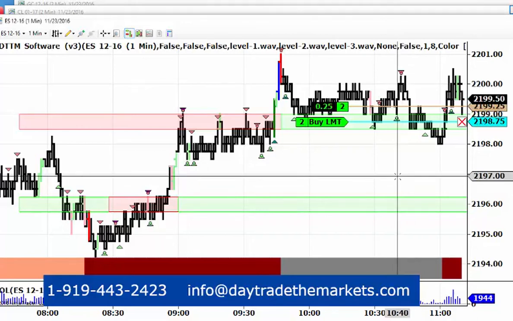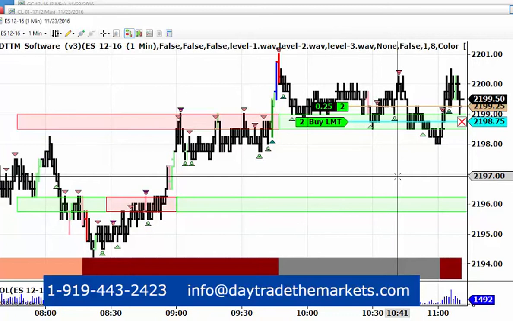Okay, just got filled here a moment ago. This is the E-mini S&P for Wednesday, November the 23rd, 2016. This is a 1-minute chart of the December contract, utilizing the Day Trade the Markets software.